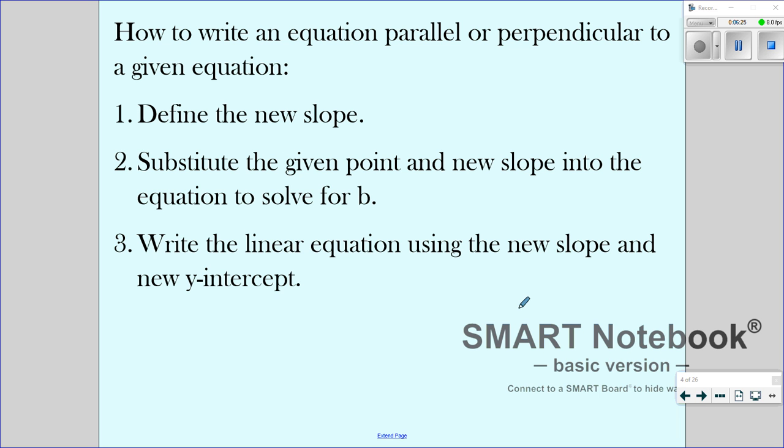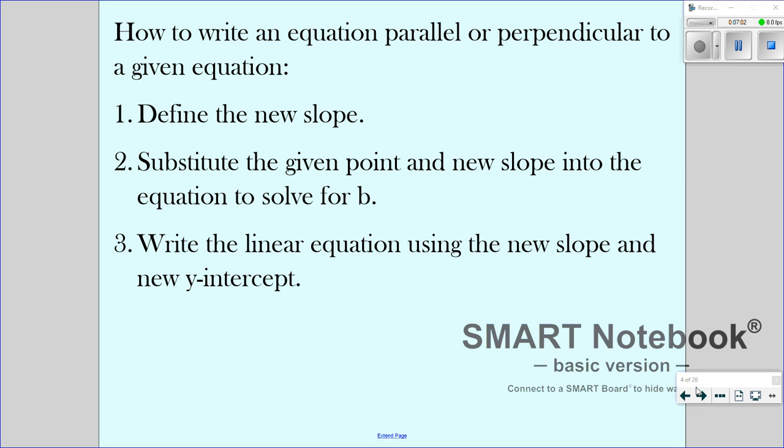Okay, so the base steps to write an equation parallel or perpendicular to a given equation. The first thing, you define the new slope. You're going to base it off of the existing equation. If it's parallel, then the slope has to be the same as the existing equation. If it's perpendicular, then it's the opposite reciprocal. And then you substitute the given point and new slope into the equation to solve for b. And then write a linear equation using the new slope and the new y-intercept.